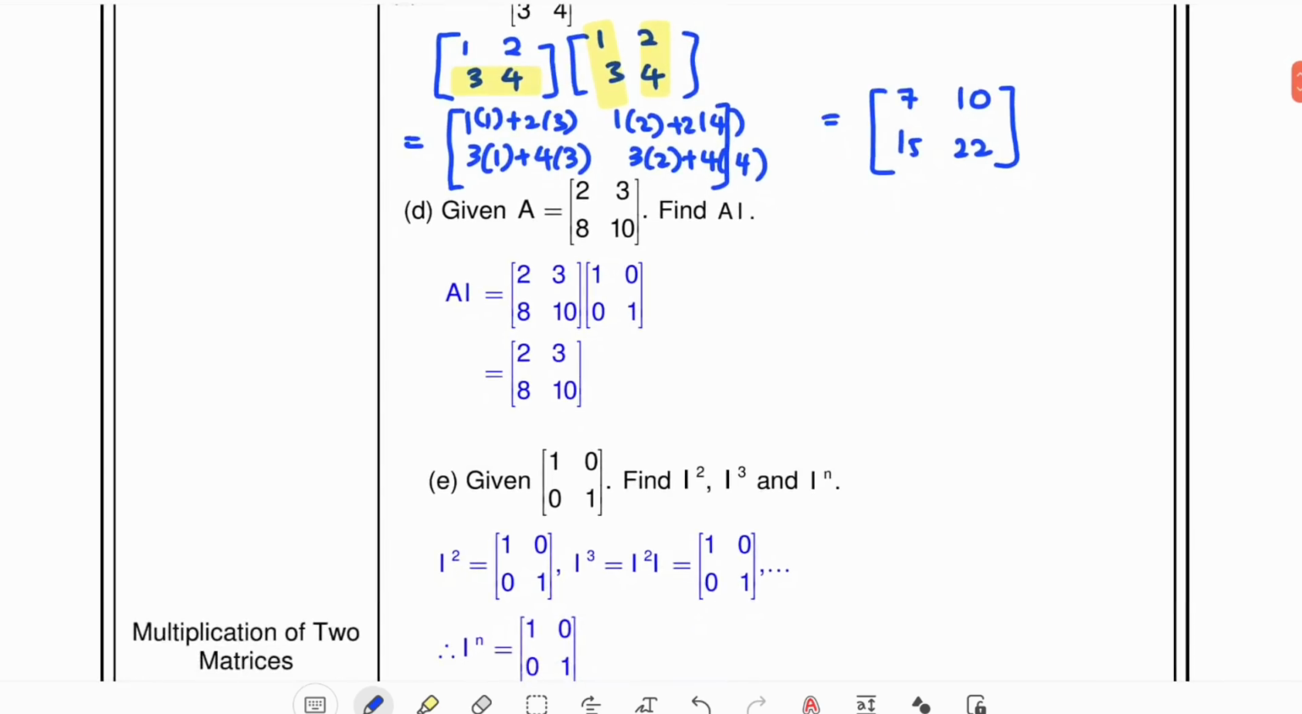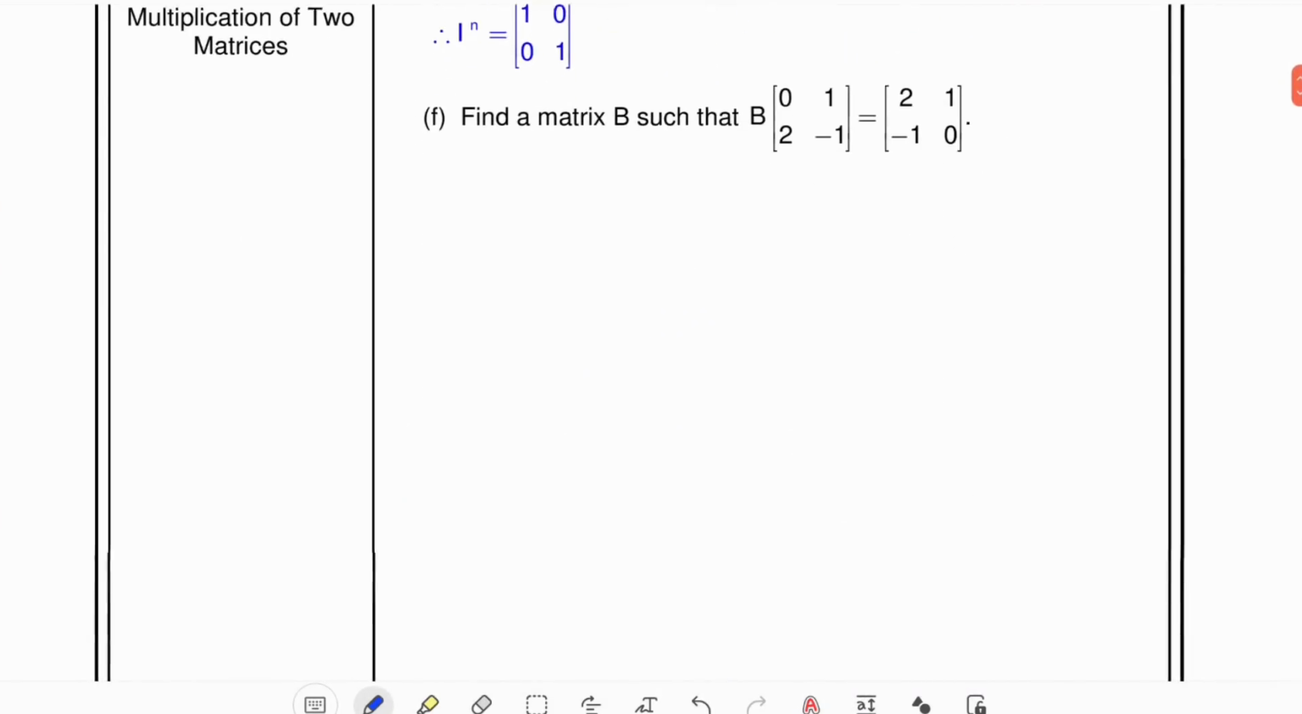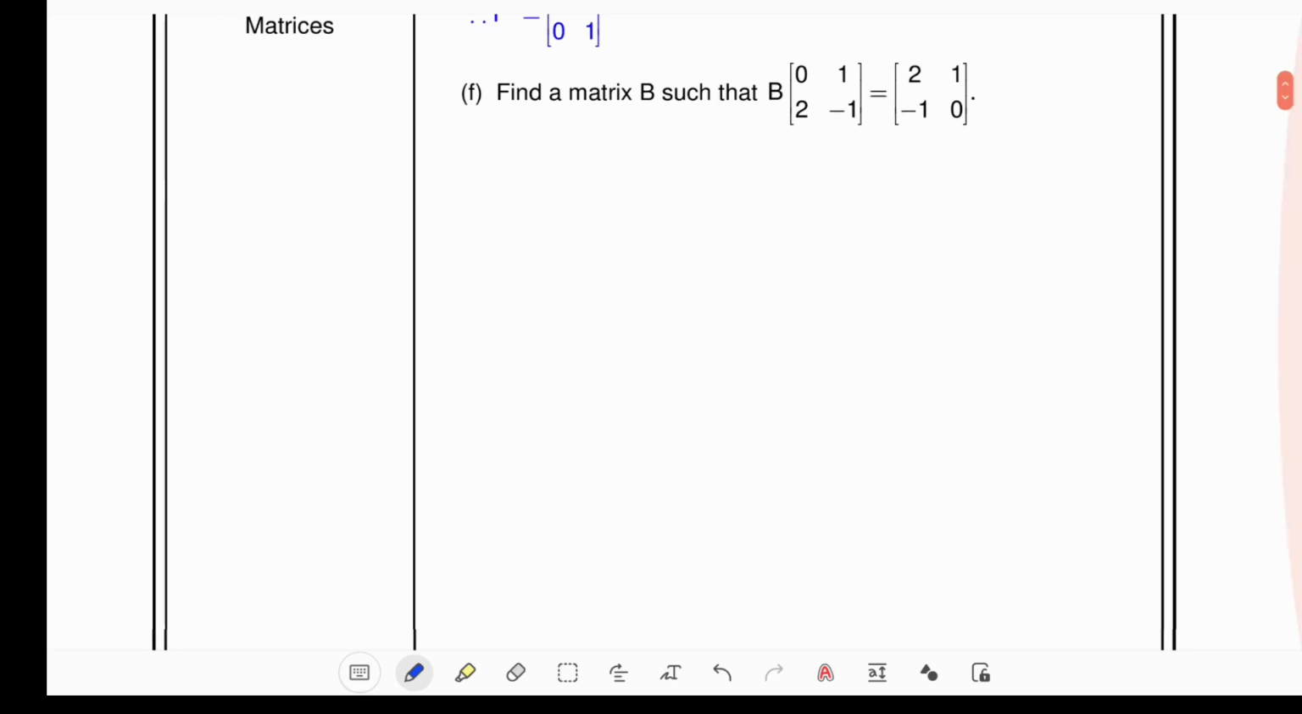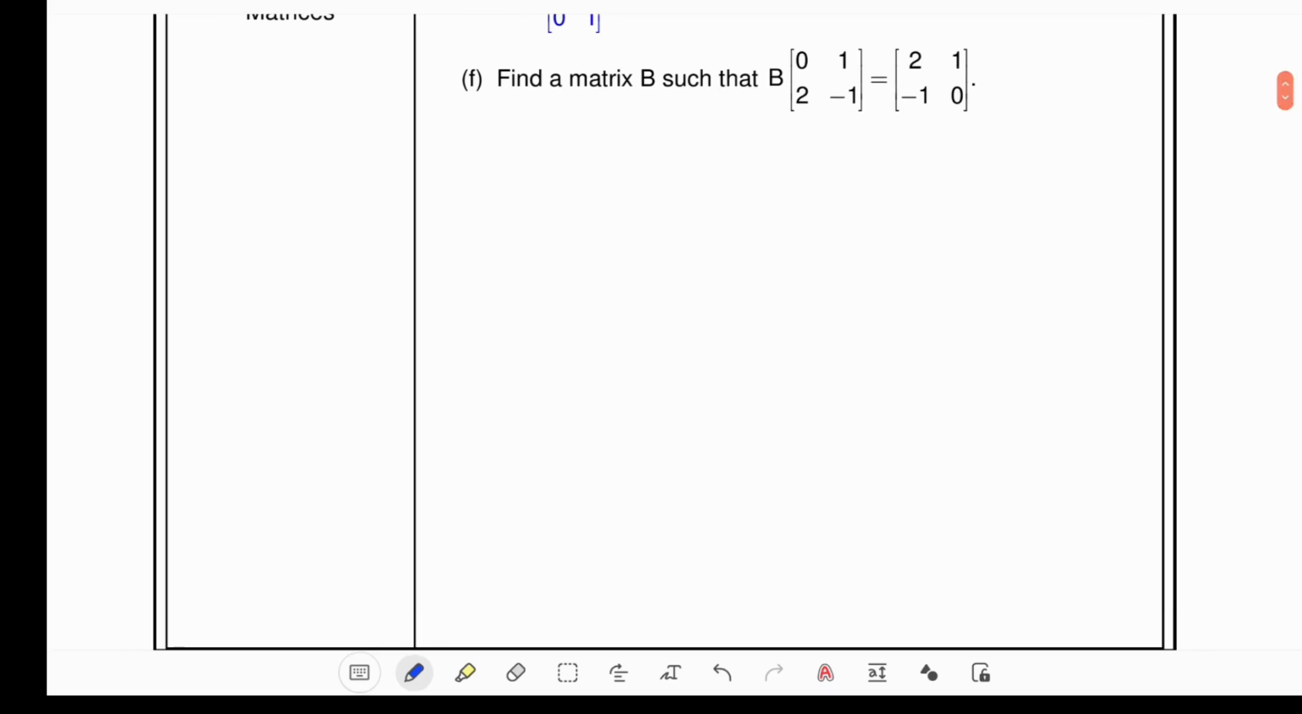We're done for C, and the last example that we could discuss is example F. Find a matrix B such that matrix B multiplied with a matrix equals another matrix. How are we going to find matrix B? The question doesn't give you any clues of what matrix B is, what its dimension or order is. No clues at all for matrix B.